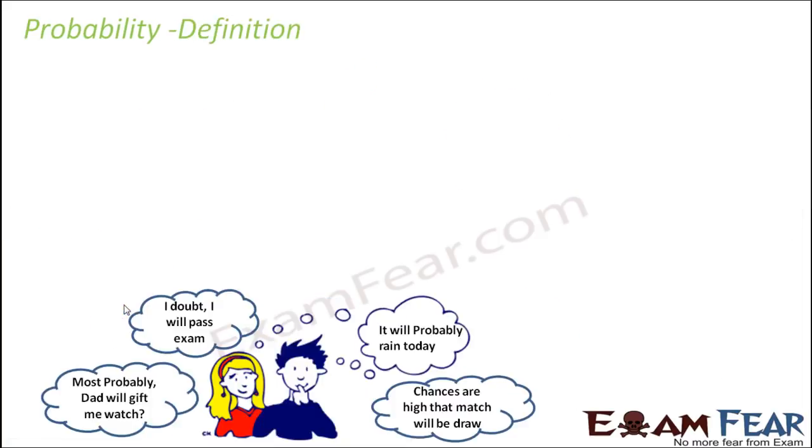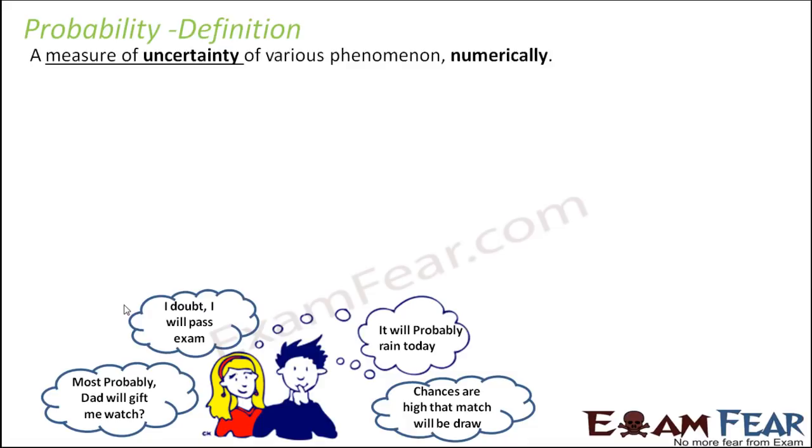Let's define probability. What is probability? See, probability is nothing but the measure of uncertainty of various phenomena, and that is a numerical representation of that uncertainty. See, if you talk about uncertainty, right?